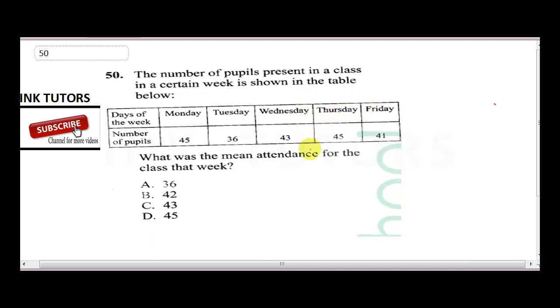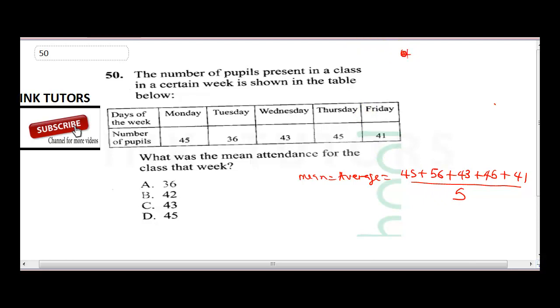Now, question 50 says, the number of pupils present in a class in a certain week is shown in the table below. So what is the mean attendance? Remember, your mean is the same thing as average. So we are going to do 45 plus 46 plus 43 plus 45 plus 41. Remember, we have 5 variables, so we are dividing by 5.